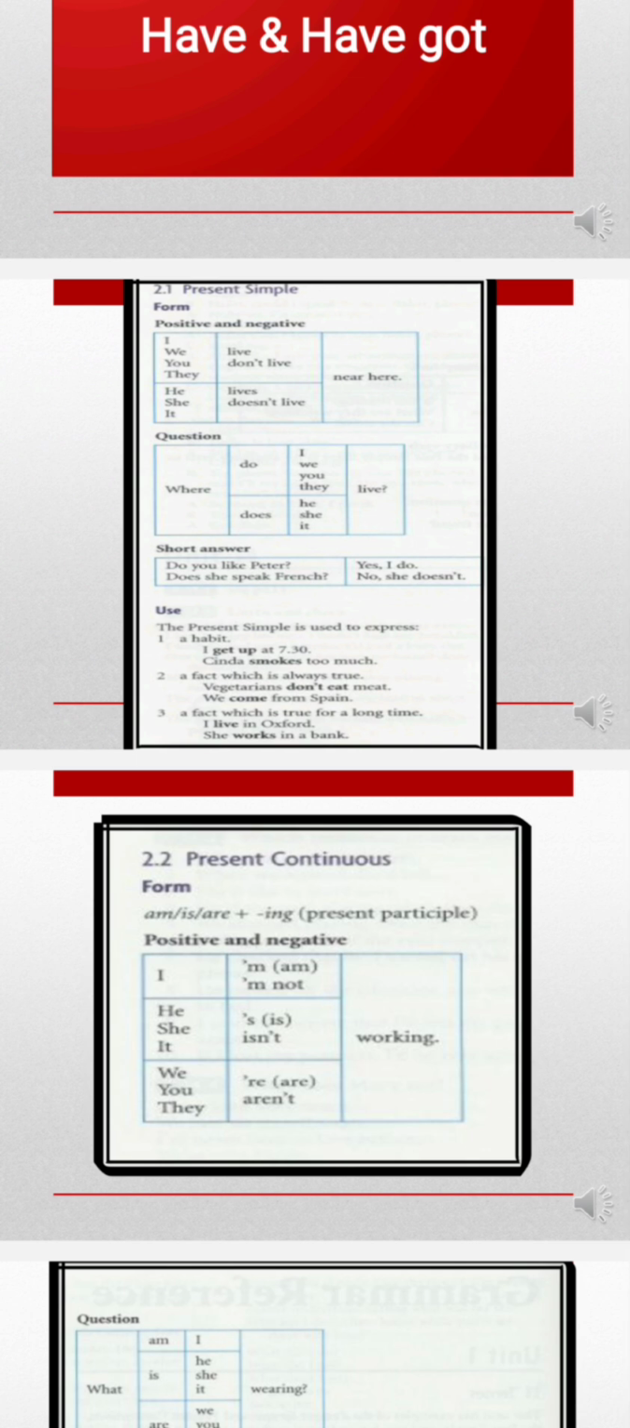Number 3, a fact which is true for a long time. For example, I live in Oxford. She works in a bank.